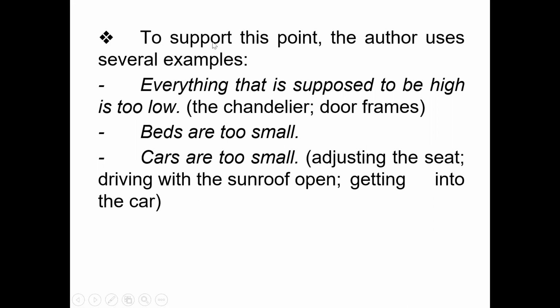So here, to support this point, the writer uses several examples. One, everything that is supposed to be high is too low. The second one, beds are too small. The third one, cars are too small because you need to adjust the seat, driving with the sunroof open, getting into the car. Okay, so these are the 3 examples in order to support why he has said that the world is not set up for tall people.